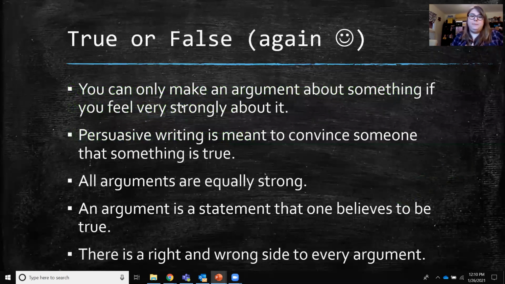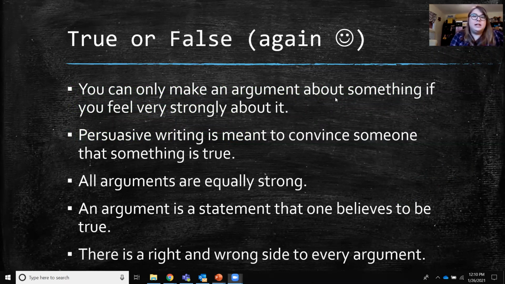All right, so let's wrap it up. I want to go over our true or false sentences one more time and see if you've changed your mind. So number one, you can only make an argument about something if you feel strongly about it. What did you choose? Did you choose true or false? For me, I think that this is false. And we proved that with all of this work that we've done with Sia and her bow. I don't necessarily need to believe when I'm arguing to make a good argument. It just means that I need to be able to work with the information that I've been given.